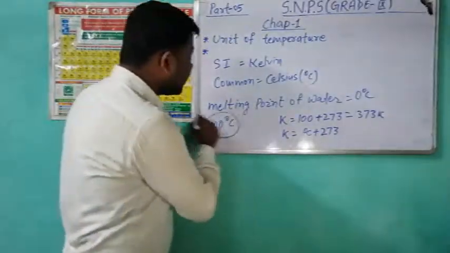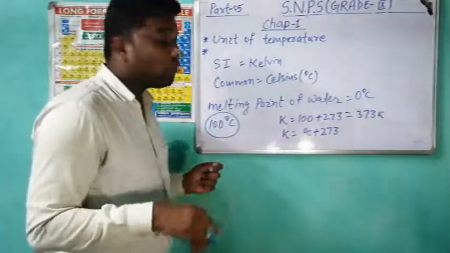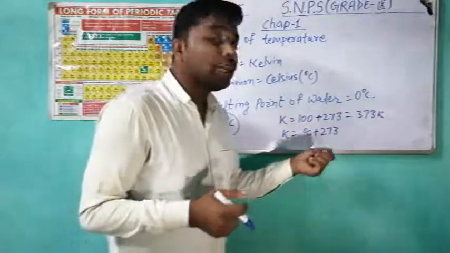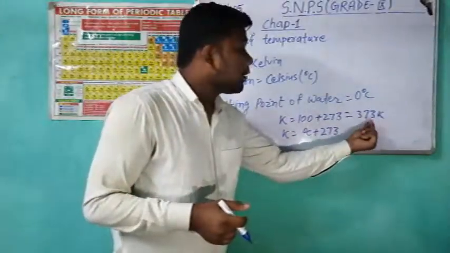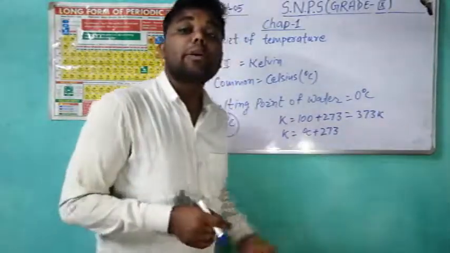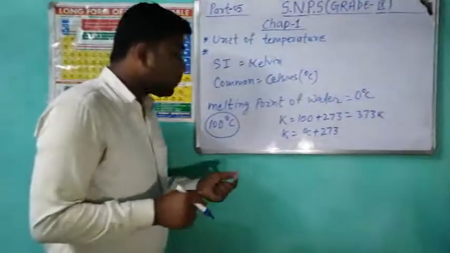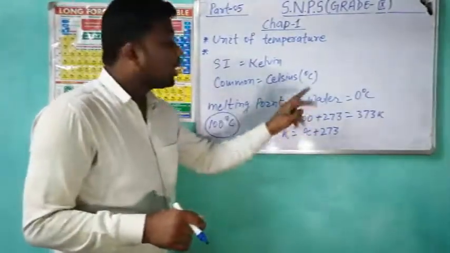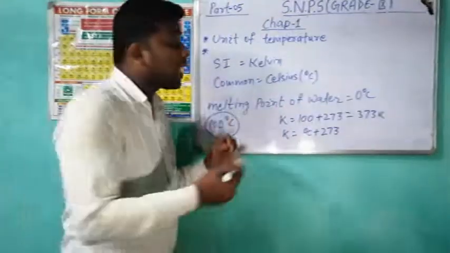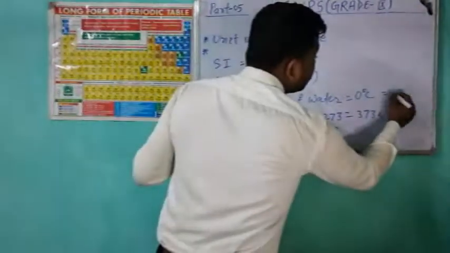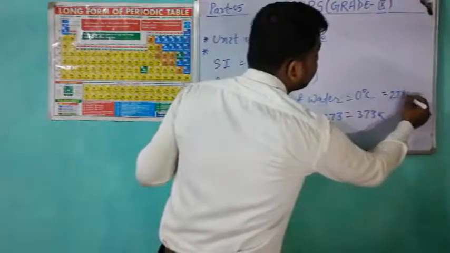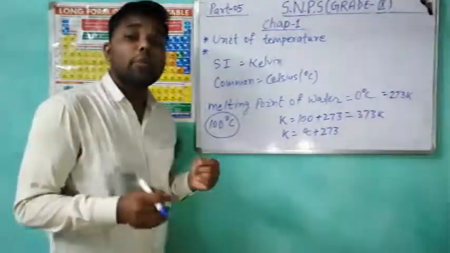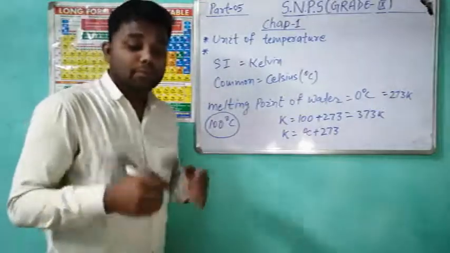So we can say that the boiling point of water is 100 degrees Celsius, and we also say that the boiling point of water is 373 Kelvin. And if we talk about the melting point of water, then we convert 0 degrees Celsius directly into 273 K. Okay, so this is the relationship between degree Celsius and Kelvin.